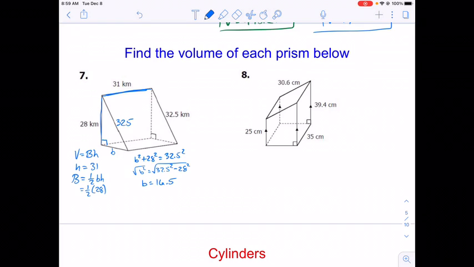Now, once you understand the Pythagorean theorem, you can do it a little shorter without having to write everything out because you know exactly what you're supposed to subtract. But remember, you always have to square it first before you can subtract it. So our base is going to be 16.5, so that comes in over here. And now we can calculate the area of the base, which is going to give us 231. So now volume is equal to 231 times 31. And that's going to give us a volume of 7,161. This will be kilometers cubed.